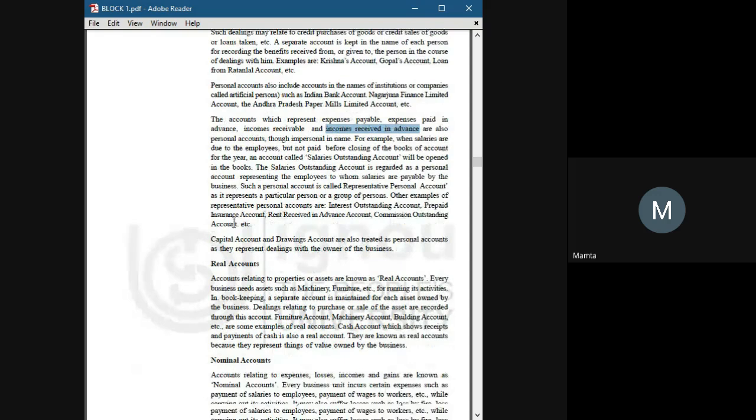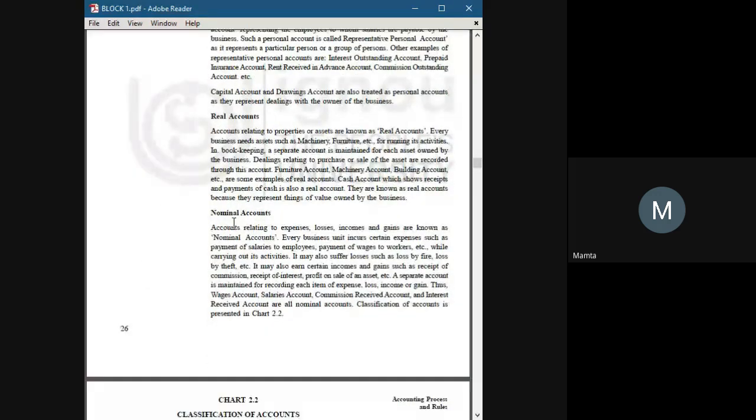Coming to the point, real account. Real accounts are related to assets. All the assets, like cash, is an asset of a company. The amount we have in the bank is also an asset of a company. Land and building, furniture, machinery, whatever asset we have for our business, the account we make for them is considered under real account.